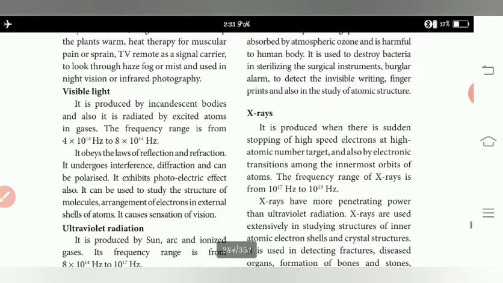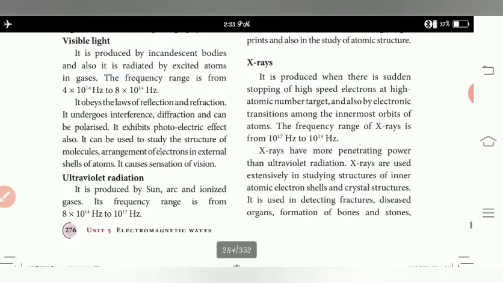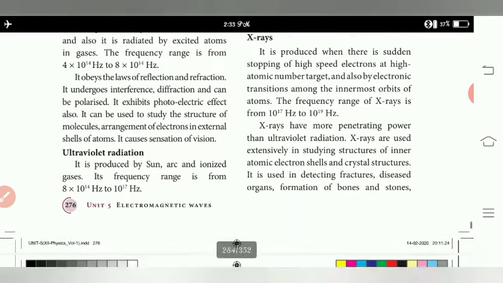X-rays, the well-known rays, which were found by William Röntgen in 1895. They are produced when there is a sudden stopping of a high-speed electron at a high atomic number target. When the fast-moving electron strikes the high atomic number target, it produces the rays called X-rays, and they are also produced by electronic transitions among the innermost orbits of the atom. The frequency range of X-rays is from 10^17 hertz to 10^19 hertz.